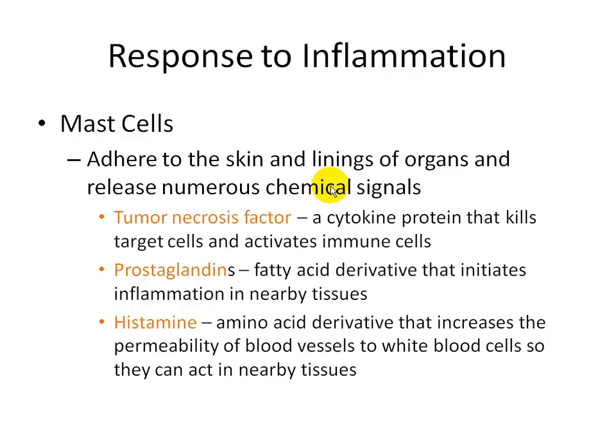Second type of chemical signal are prostaglandins. This is a fatty acid derivative, and that will initiate the inflammation in nearby tissues. And then the third chemical signal is histamine. This is an amino acid derivative that increases the permeability of blood vessels to white blood cells so that they can act in nearby tissue.